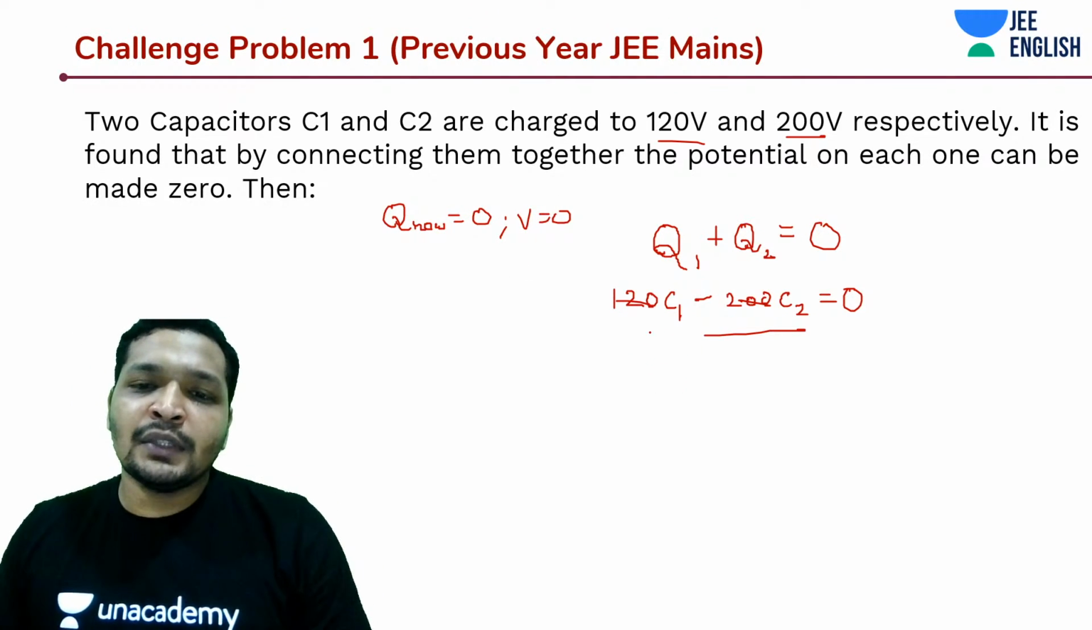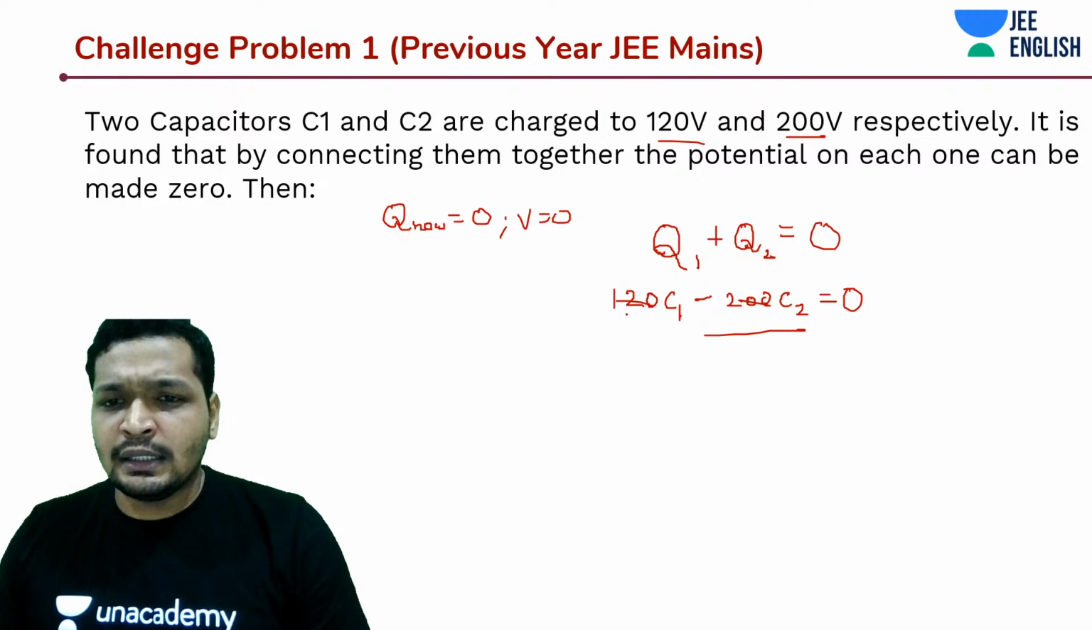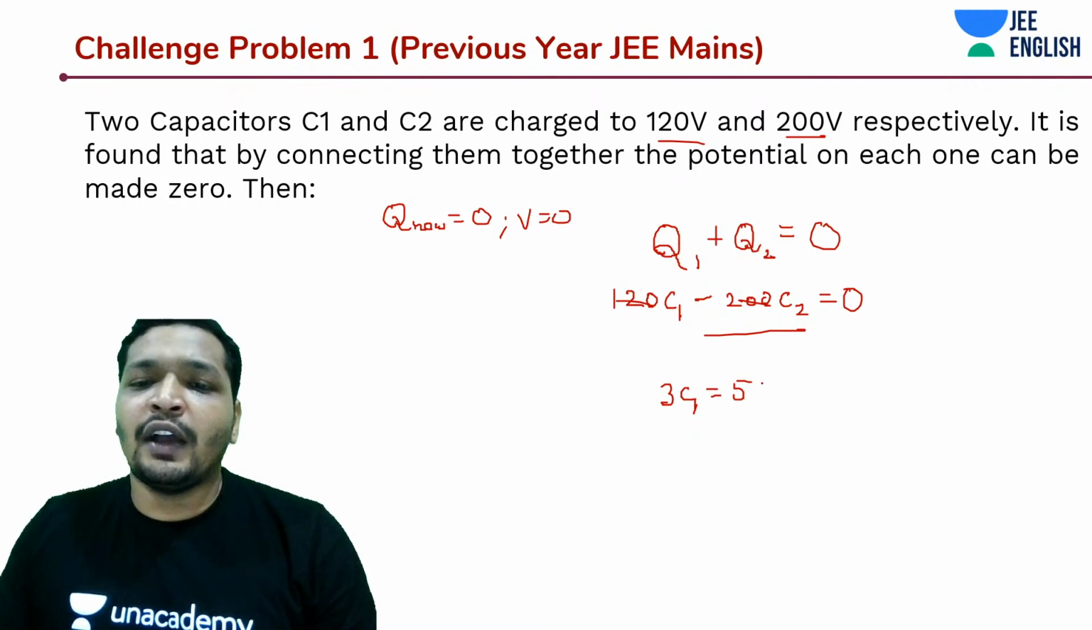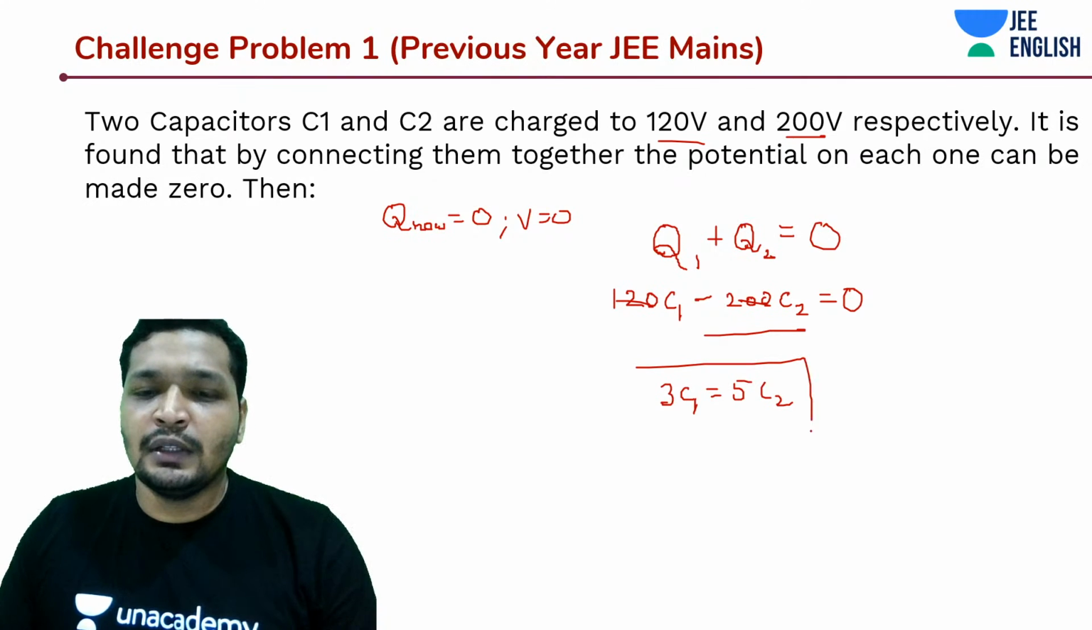It's a very simple problem. This is going to be, I guess this will go by 4. This will go by 4. So this is going to be 3C1 is equal to 5C2. That is when it is possible.